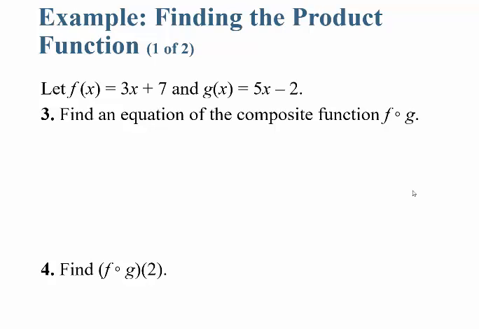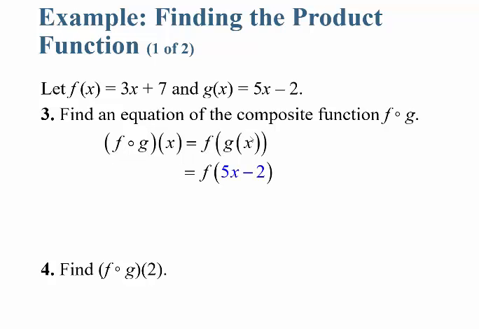All right, now let's talk about something called the composite function. All right, so if I have f of x is equal to 3x plus 7, and g of x is equal to 5x minus 2, I want to find the equation of a composite function. Now it looks like f o g looks like fog, but this open circle here means composition. And what f composition g of x is, you take your f function, and when the input you plug in, you literally plug in g of x. So it's f of, what is g of x?